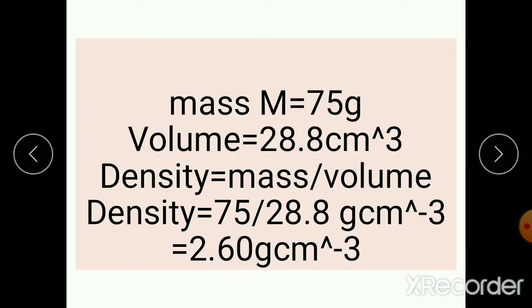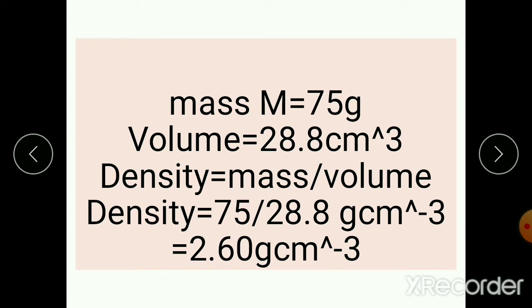So here you have measured the mass. Mass is equal to 75 grams. Volume is 28.8, which you have measured in milliliters. When you convert it, it is centimeter cube. So, centimeter cube. Then you know the formula to find the density.